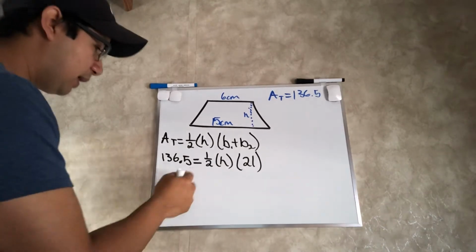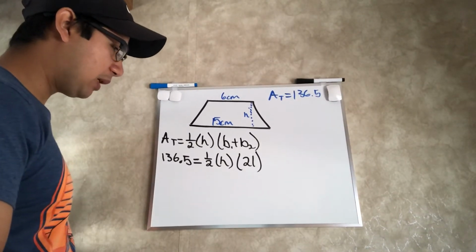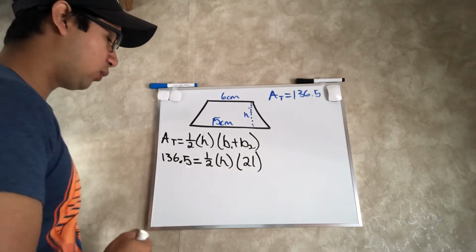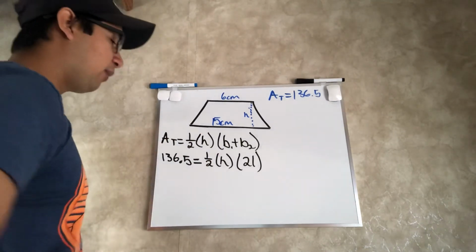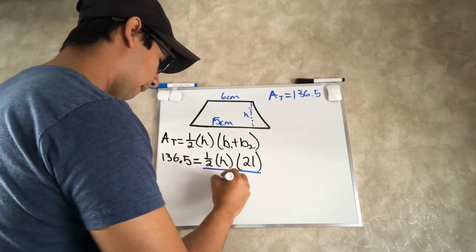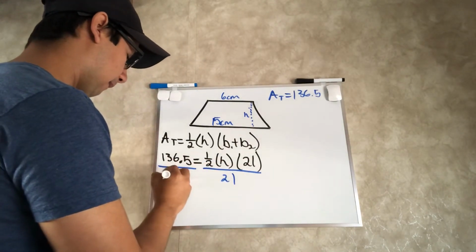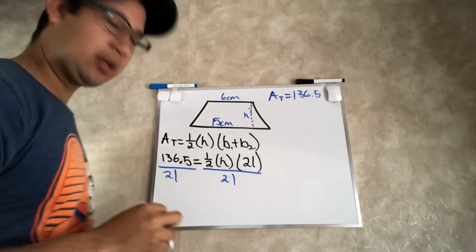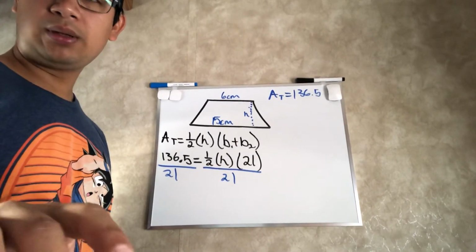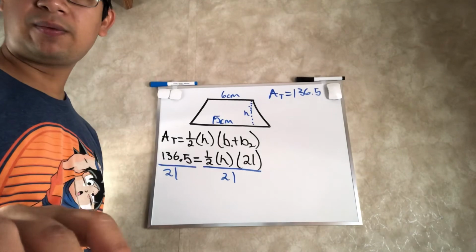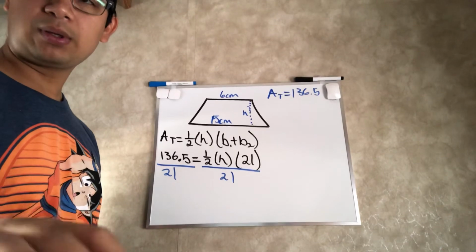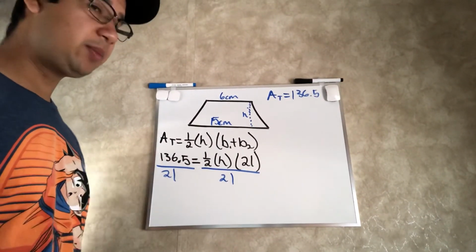So now notice that everything is being multiplied. What we could do here is, first, let's go ahead and get rid of that 21. So how do we get rid of it? By dividing. So we're going to divide everything by 21. Our goal is to solve for h. So we're going to divide 136.5 divided by 21. That gives me 6.5.